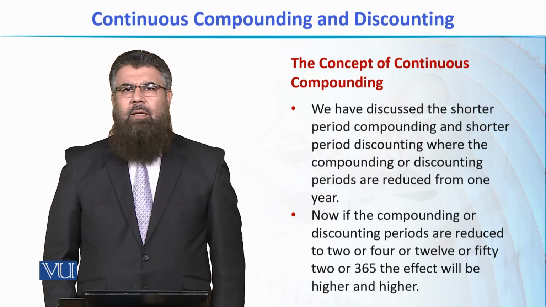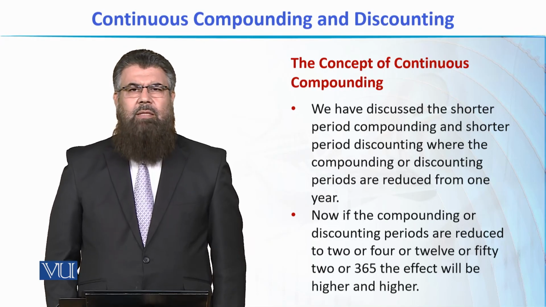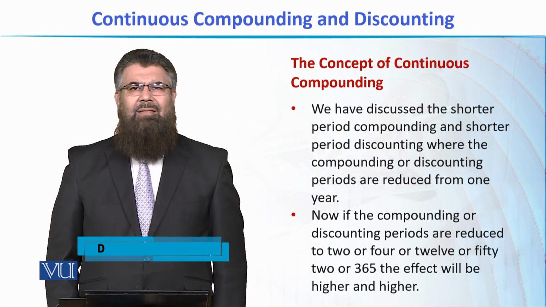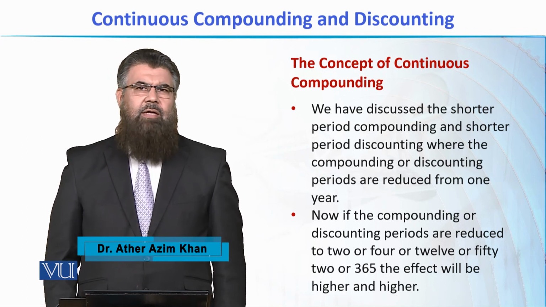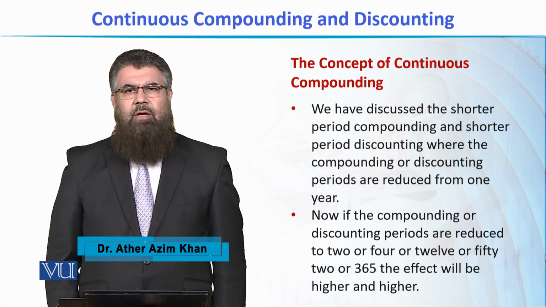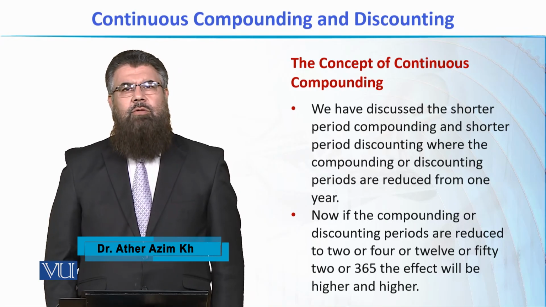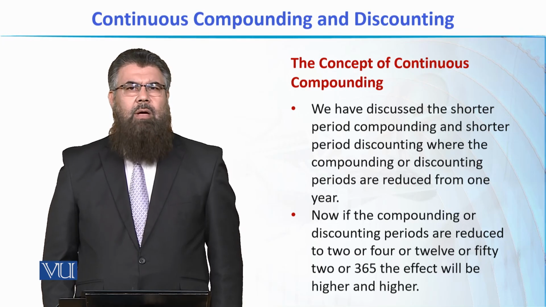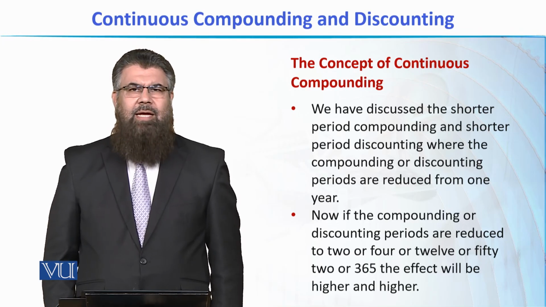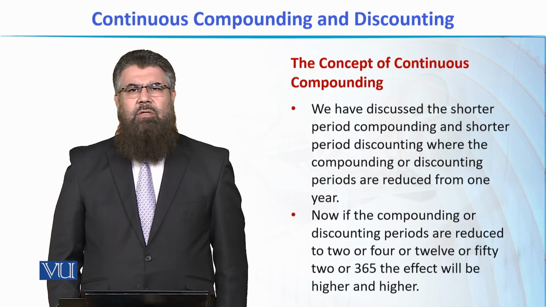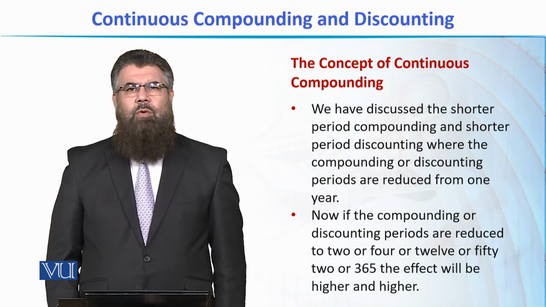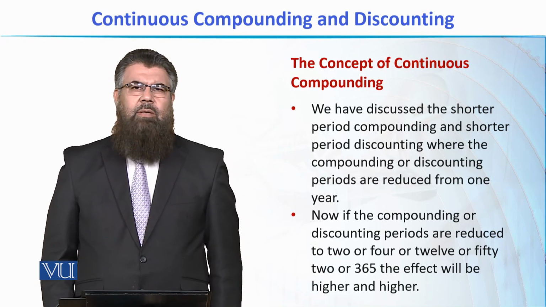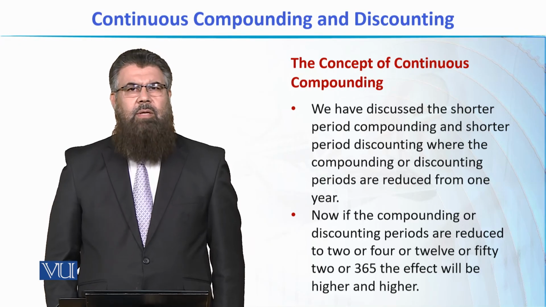That is, we reduce the time period after which we apply the rate, making it smaller and smaller: from 1 year we reduce it to half a year, then to, let's say, a quarter or a month or a week or a day or an hour or a minute or a second. And if we shorten it even further, then we reach what is called continuous compounding or discounting.